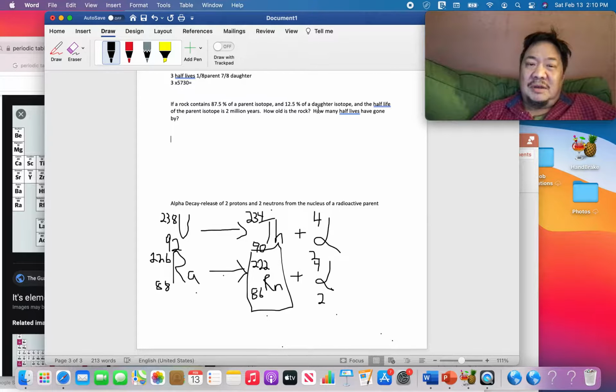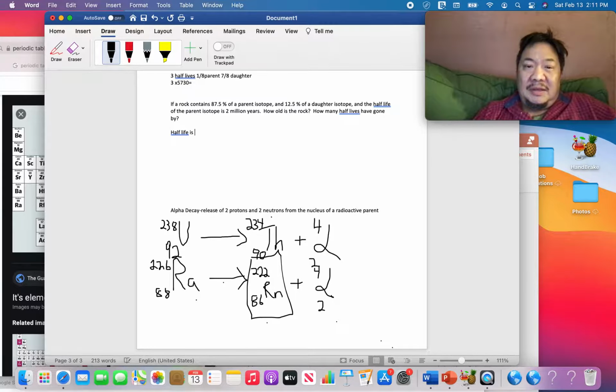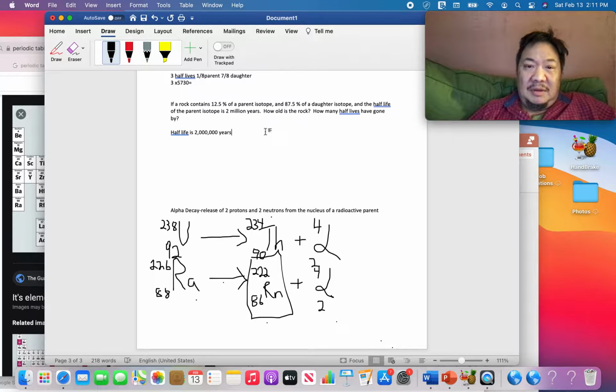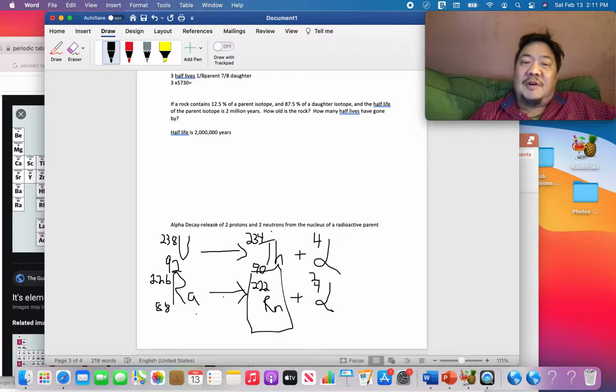Try and answer this question. Well, first of all, let's look at what's given to us here. The half-life of an isotope is 2 million years, right? So we know that. If you have, I made a mistake. Okay, you have 12.5% parent left and 87.5% daughter left. How many half-lives have gone by? Think about it.